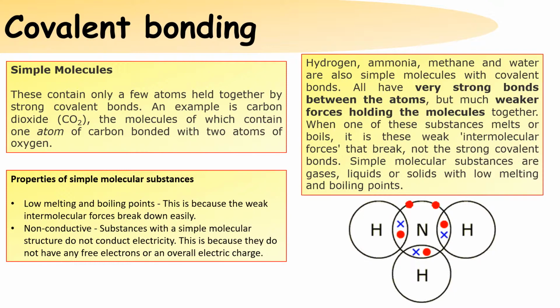Hydrogen, ammonia, methane and water are also simple molecules with covalent bonds. They all have very strong bonds between the atoms, with much weaker forces holding the molecules together. When one of these substances melts or boils, it is these weak intermolecular forces that break, not the strong covalent bonds between the atoms. Simple molecular substances are gases, liquids or solids with low melting and boiling points.